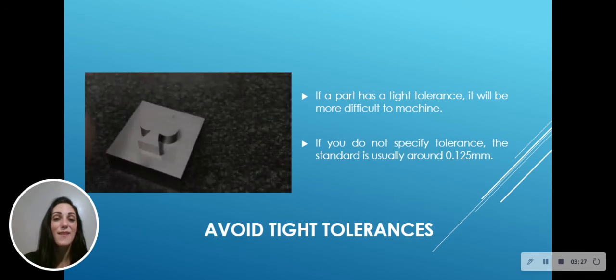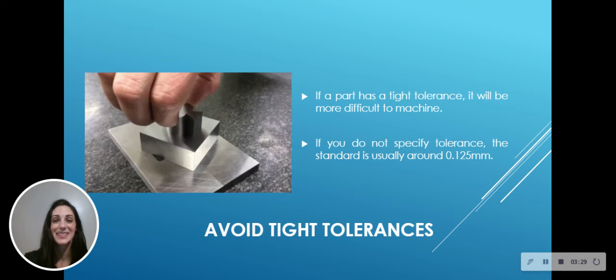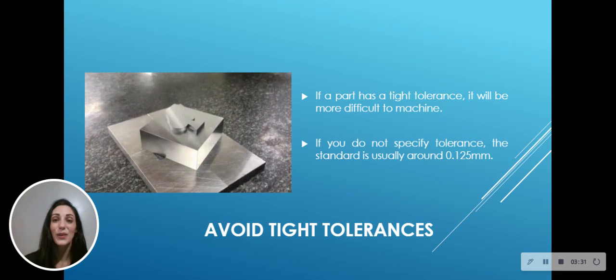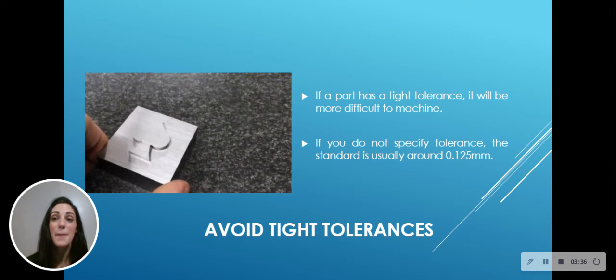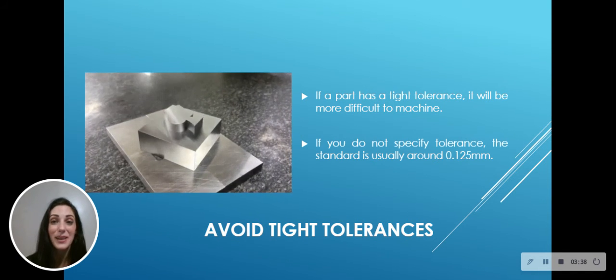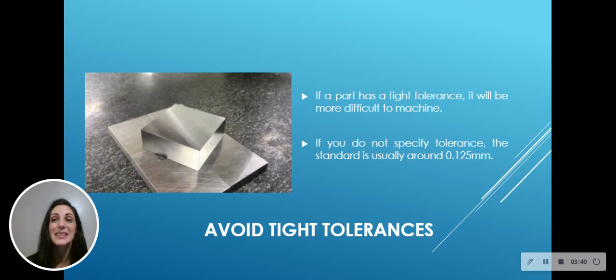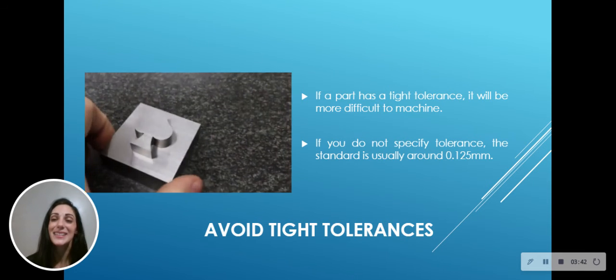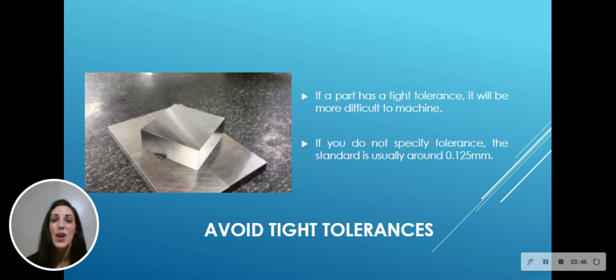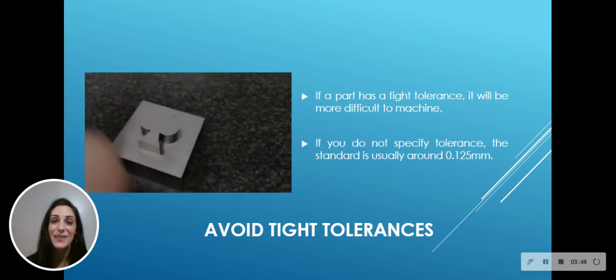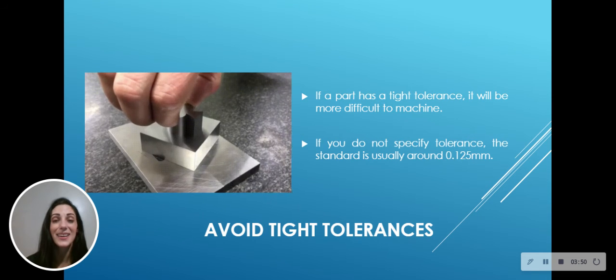Next, we would avoid tight tolerances. Having a tight tolerance can make it more difficult to machine, take more time, and possibly require it to be checked manually. If you do not need to specify the tolerance, the standard is usually around 0.125 millimeters. We recommend only deviating from this standard when necessary.